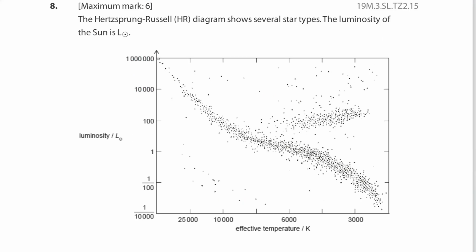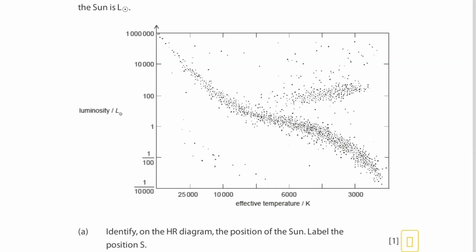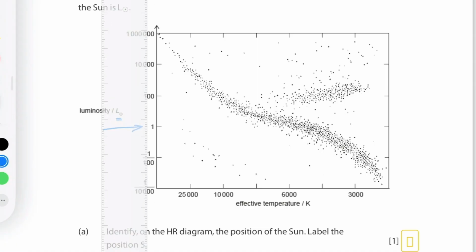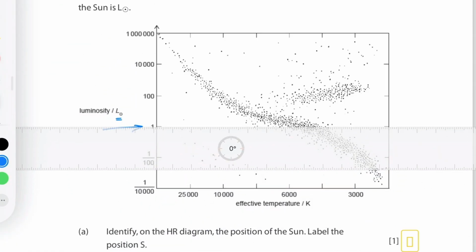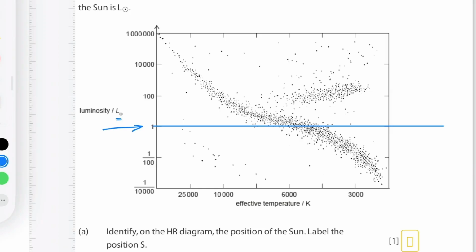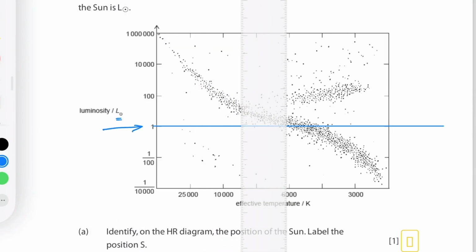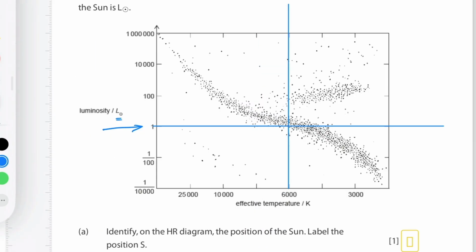Sticking with the theme of the Hertzsprung-Russell diagram, we have question 8. In question A, it says, identify on the HR diagram the position of the Sun. Label the position S. On the y-axis of an HR diagram, it gives you the luminosity in terms of the luminosity of the Sun. The luminosity of the Sun is defined as 1 L dot. So we want the Sun to be along this line. We know that the surface temperature of the Sun is around 5,900 or 6,000 Kelvin. So I'm going to draw a line up there. It's also a main sequence star, so we expect it to be on the main sequence. So the position of the Sun is there.